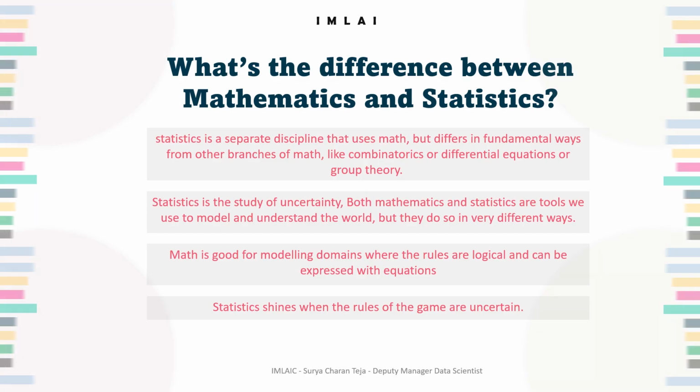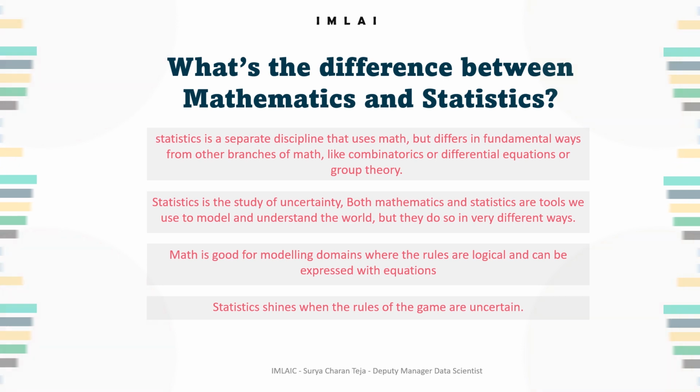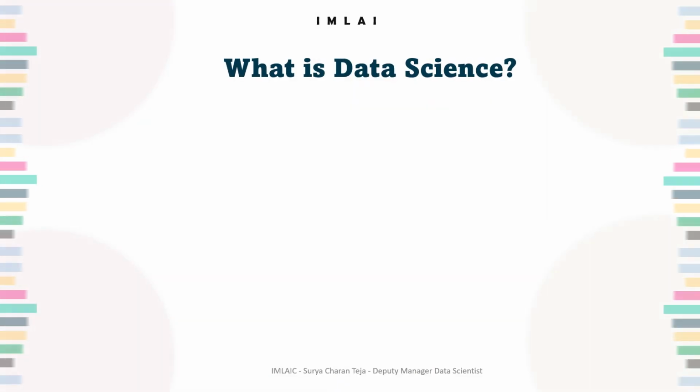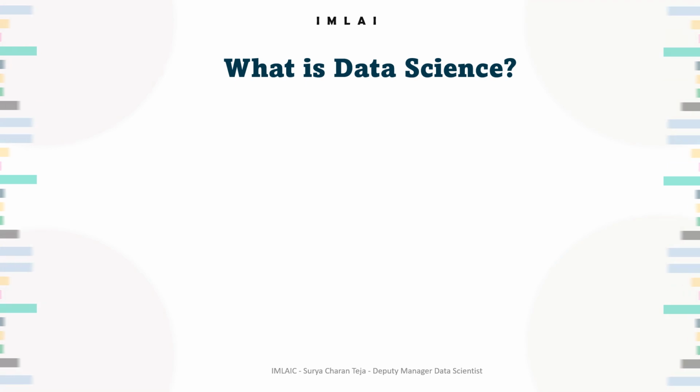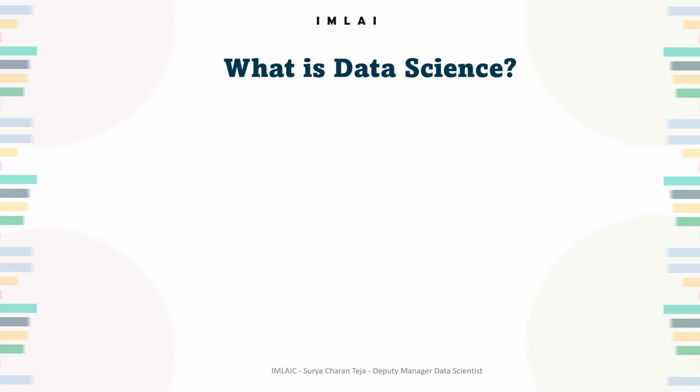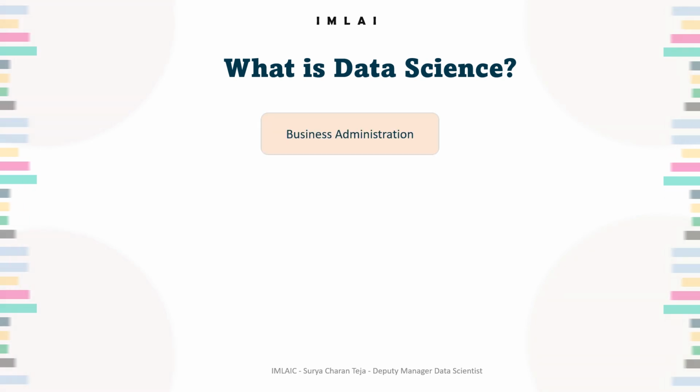So I hope the relationship between mathematics and statistics is pretty clear. Now we are going to see what data science is, and the difference between an analyst and a data scientist. Data science is a blend of various tools, algorithms, and machine learning principles with the goal to discover hidden patterns from the raw data. But how is that different from what statisticians or analysts have been doing for years?